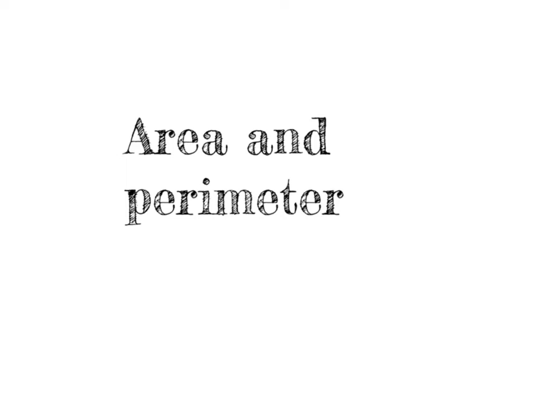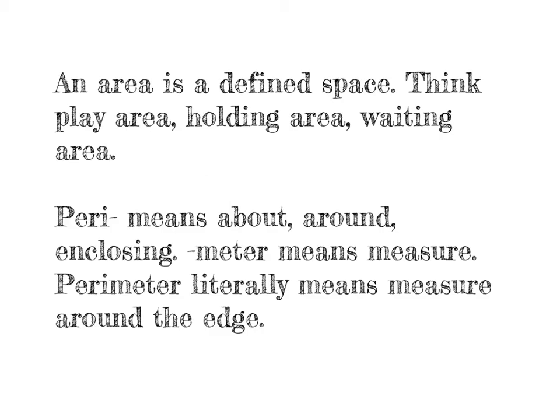In this video, we're going to have a brief recap of the meaning of area and perimeter and the formula for finding the area of various different polygons. An area is a defined space. Think about play areas, holding areas, waiting areas, places that you can go into, and that will help you remember that an area is a space which covers a certain surface.